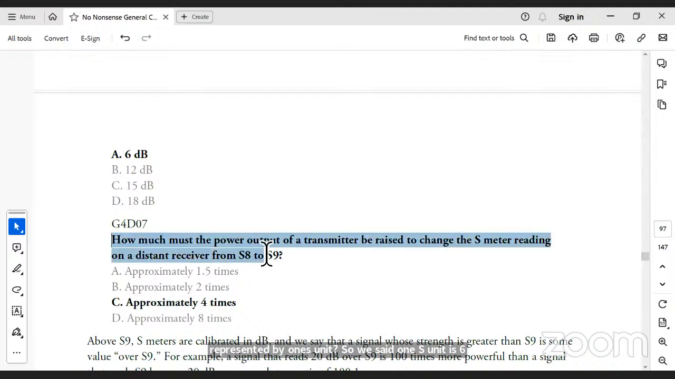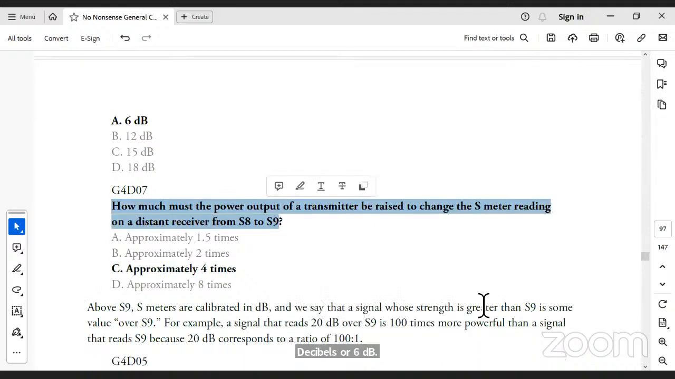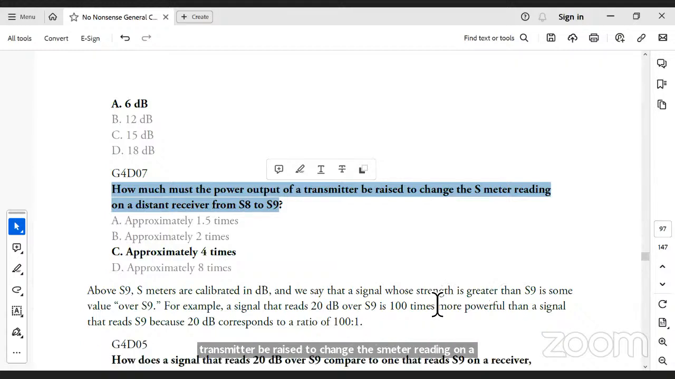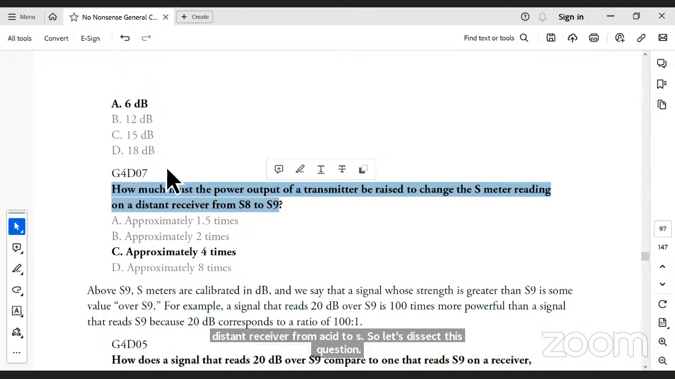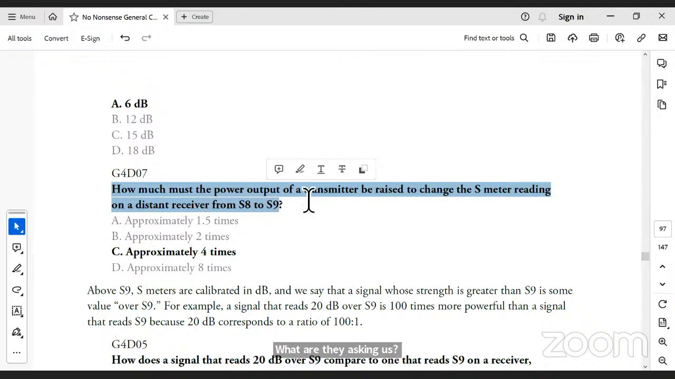Next question up, how much must the power output of a transmitter be raised to change the S meter reading on a distant receiver from S8 to S9? So let's dissect this question. What are they asking us? How much must the power output of a transmitter be raised? In other words, they're saying how much to increase the transmitter power. They will be asking us how many times. But to do what? To change the S meter reading on a distant receiver.